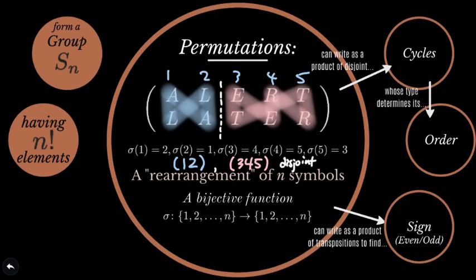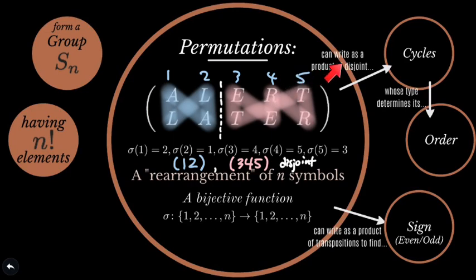And because they're disjoint, it doesn't matter if I do this permutation before that one or that one before this one. The result is going to be the same because they're not interacting in any way. And so those are going to commute one with another. So (1 2) composed with (3 4 5) is the same as (3 4 5) composed with (1 2). So that's what we mean by disjoint cycles.